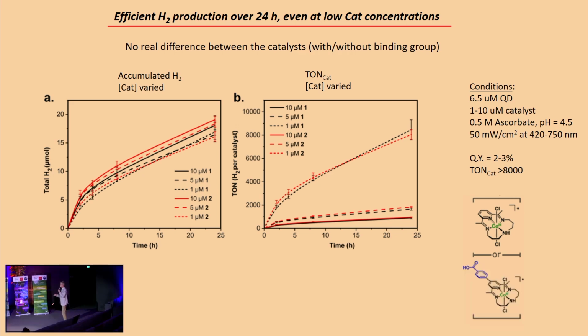Another thing which is interesting is that with just 1 micromolar, we get about the same result as with 10 micromolar. So adding more catalyst doesn't really help in this range. 1 micromolar seems to be sufficient to take care of the reducing equivalents. And that means that the total number of turnovers per catalyst is best for the low catalyst concentration.